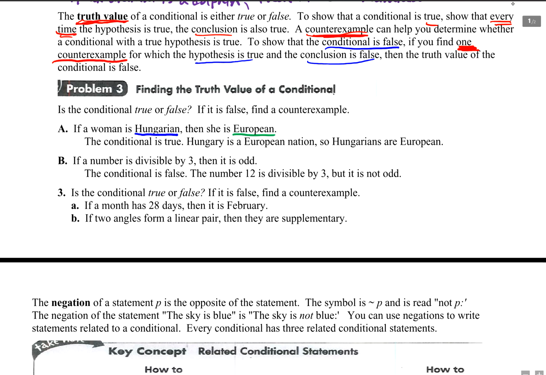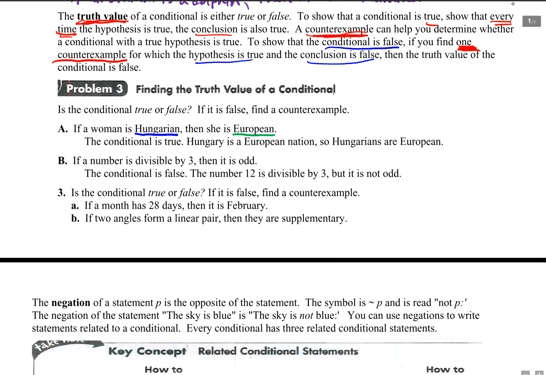Can you see why the book wants this to be true? Hungary's in Europe, so yes, Hungarians are Europeans. You have to be very careful about these statements. Let's look at the next one.